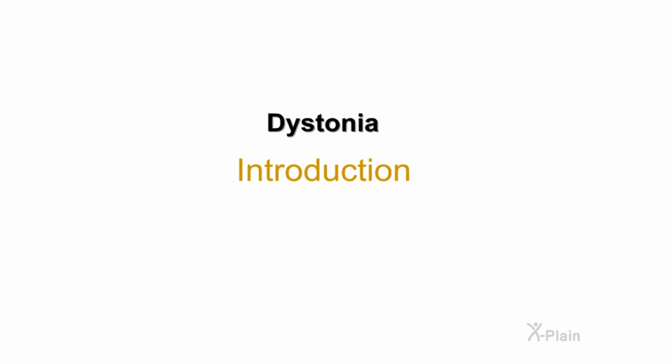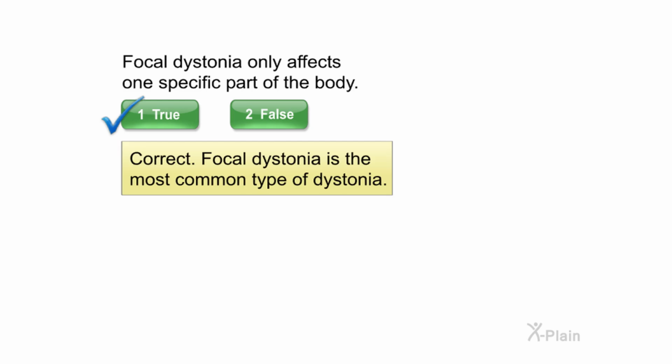Dystonia. Introduction. Focal dystonia only affects one specific part of the body. Select true or false. Correct. Focal dystonia is the most common type of dystonia.